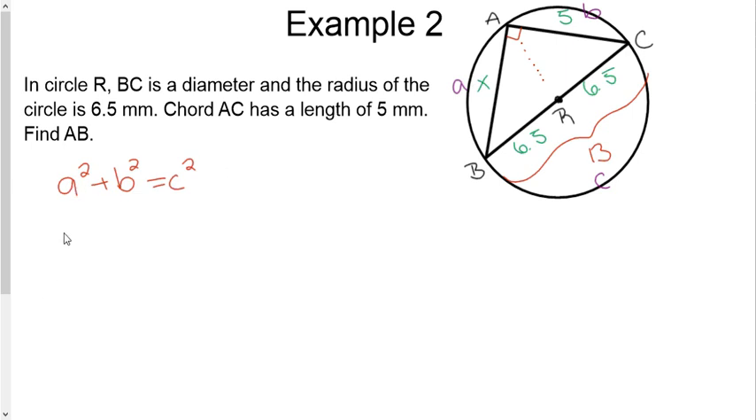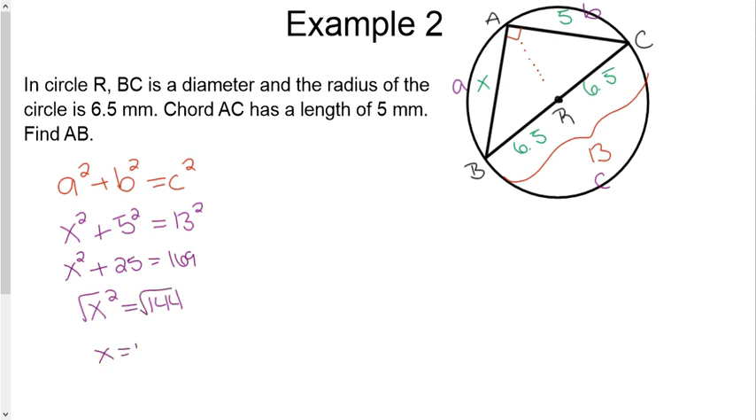So my A is X, so I do X squared plus B, which we labeled as 5, so plus 5 squared, equals C squared, and our C is 13. So we do 13 squared. Start solving it, we get X squared plus 25, because that's 5 squared, equals 169, which is 13 squared. Subtract 25 from both sides, and we get X squared equals 144. Take the square root, because that's how you undo a square, and we get X equals 12. So that means our length from A to B is 12 millimeters.